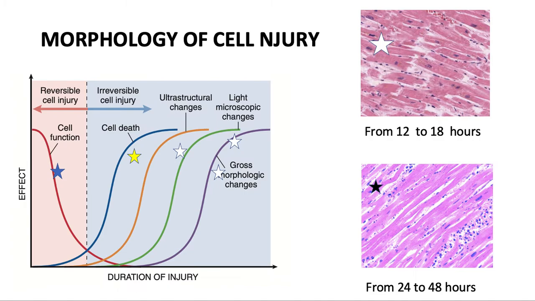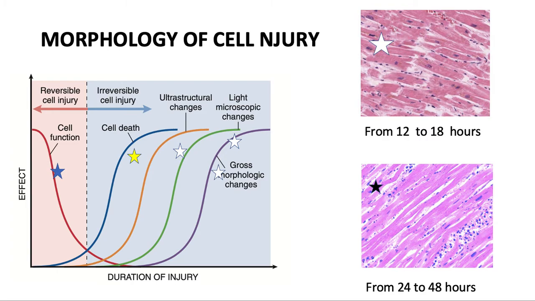On this picture, you see the relationship between cellular function, shown by the blue star, cell death, shown by the yellow star, and the morphologic changes, shown by the white stars, of cell injury. You understand that cells may rapidly become non-functional after the onset of injury, although they are still viable with potentially reversible damage. A longer duration of injury may eventually lead to irreversible injury and cell death.